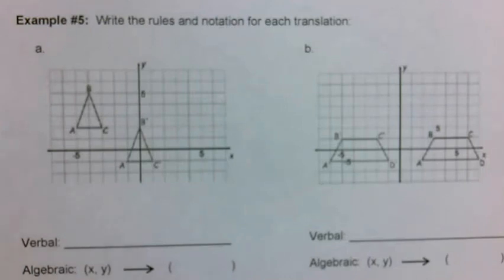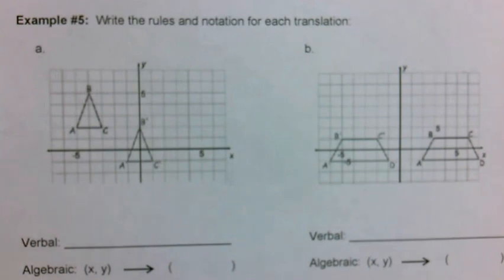In our next examples, we're going to see how our shapes are translated on the coordinate plane. Remember that your pre-image is going to be the original letters A, B, C or A, B, C, D, but your images are going to have the prime notation. So you're always moving from the pre-image to the image.